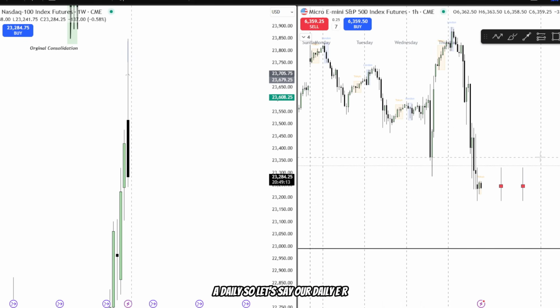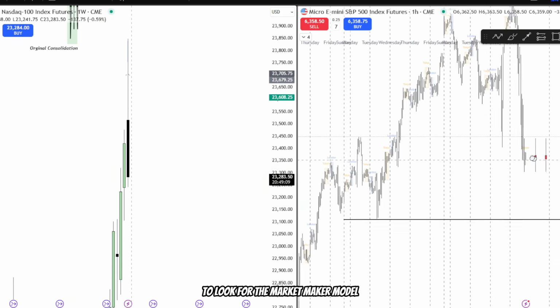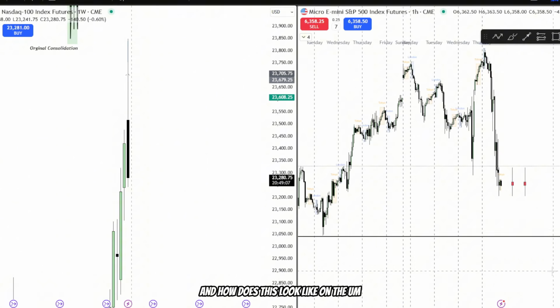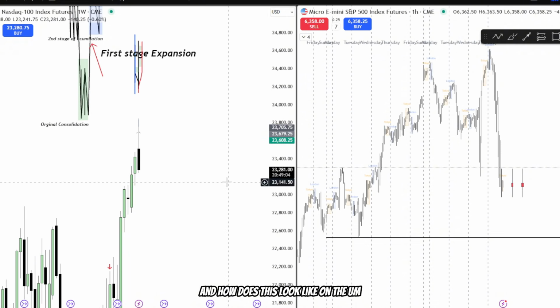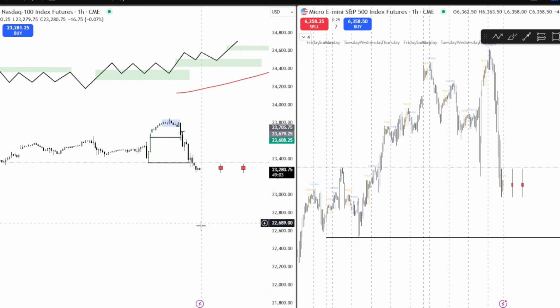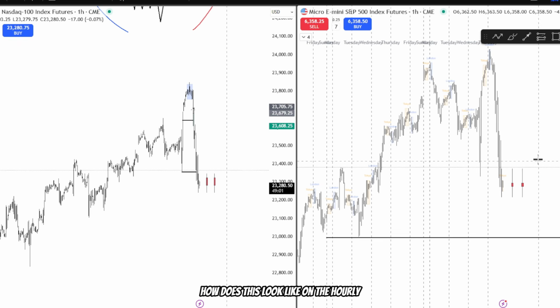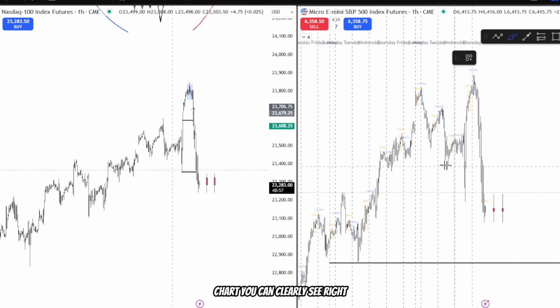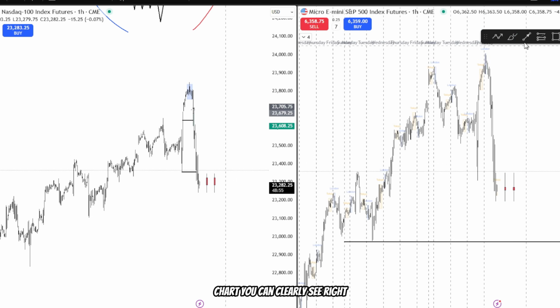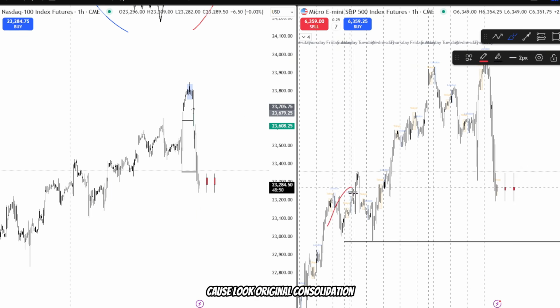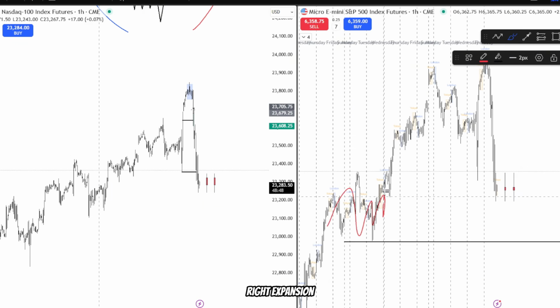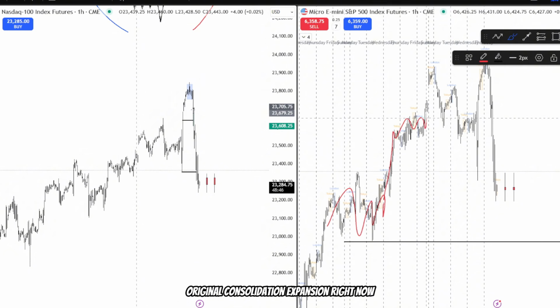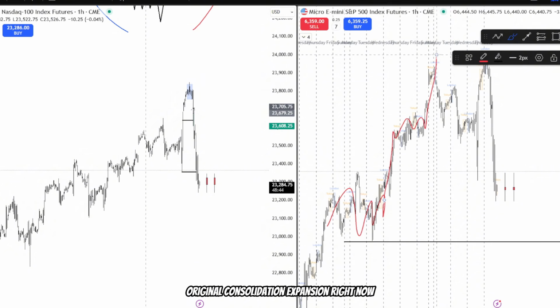So let's say our daily ERL is our higher time frame draw on liquidity, we're going to the 1-hour chart to look for the market maker model. And how does this look on the hourly chart? You can clearly see, right? We're in the sell side of the curve right now. Because look, original consolidation, right? Expansion, original consolidation, expansion, right?